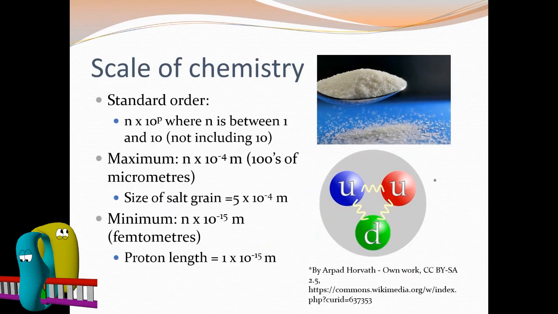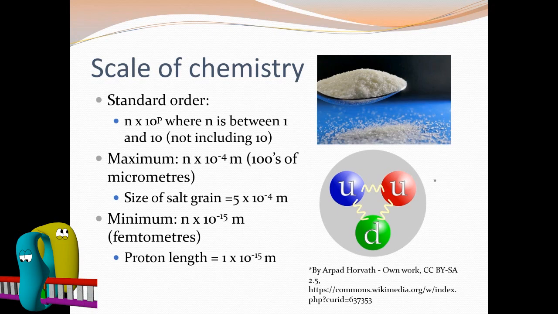Last time I talked about the scale of biology, and I wanted to do the same thing for the scale of chemistry to talk about the sizes that the field of science covers. I'm going to use the standard order or standard form again. We've got a small number times 10 to the power of something else. So looking at the maximum field of size of study in chemistry, it is in the hundreds of micrometers. So very nearly in the millimeter range.